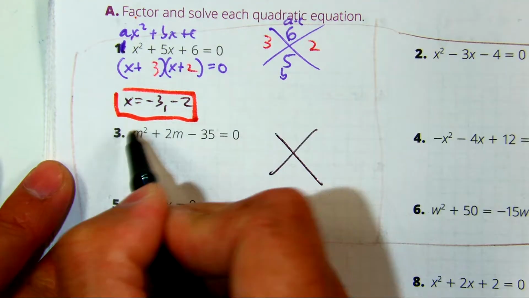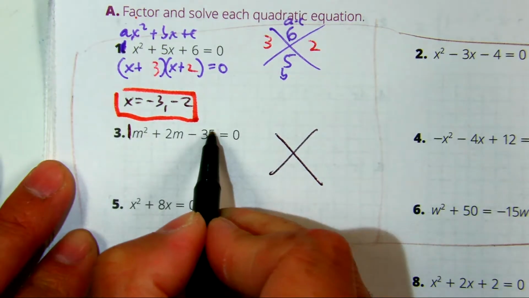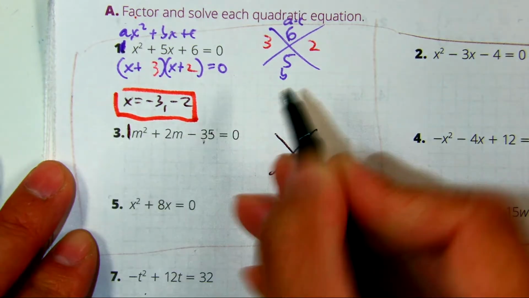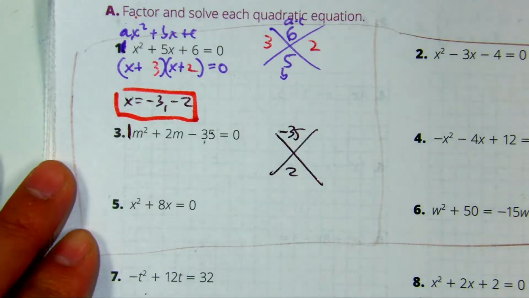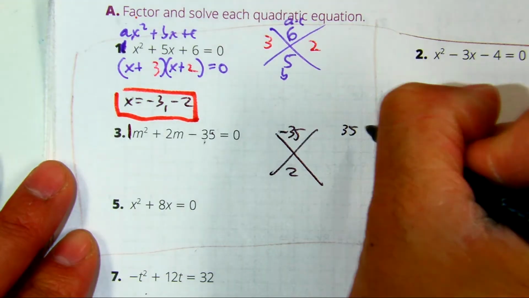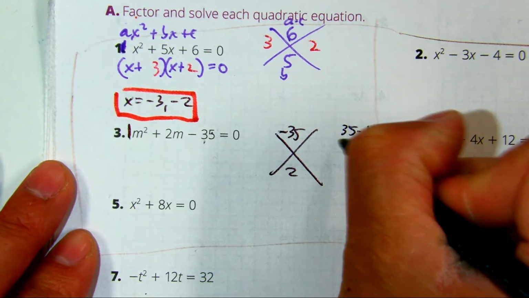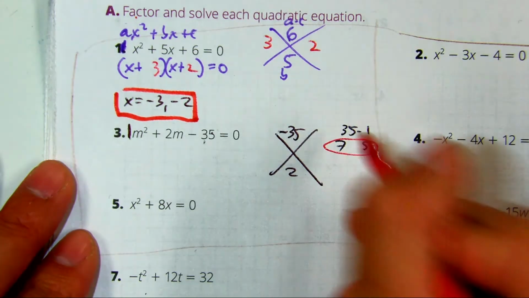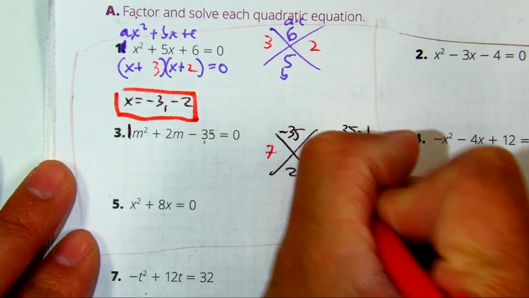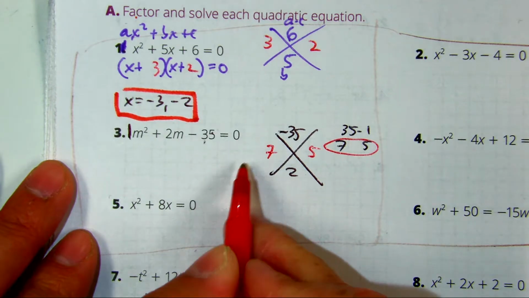I have a 1 is my A value, C is negative 35, so A times C is negative 35. My B value is 2. If it starts getting kind of complicated, just write out all your factors. Any of those numbers, class? How do I get a 2?